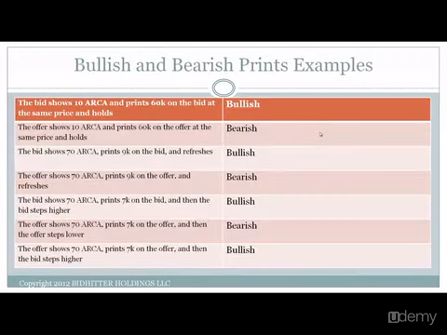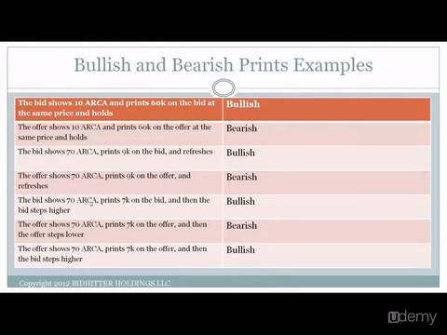So here are some examples. The bid shows 10 ARCA, prints 60,000 shares on the bid at the same price and holds. It's a bullish indicator. Say the offer shows 10 ARCA, prints 60,000 on the offer at the same price and holds. It's a bearish indicator. The bid shows 70 ARCA, prints 9K on the bid and refreshes. Refreshing, bullish. Offer shows 70 ARCA, prints 9K on the offer, refreshes. Bearish.